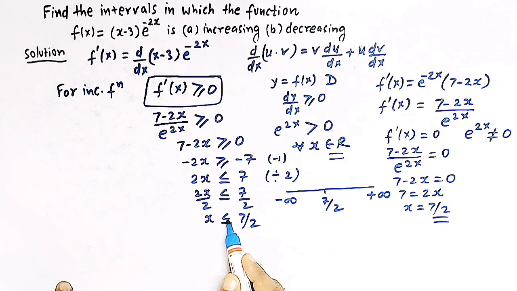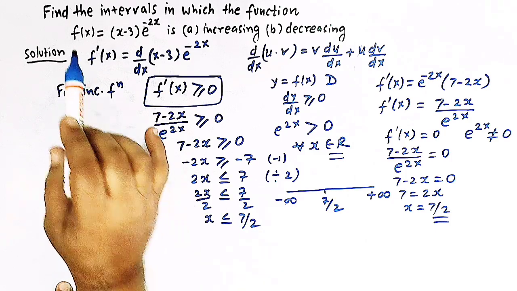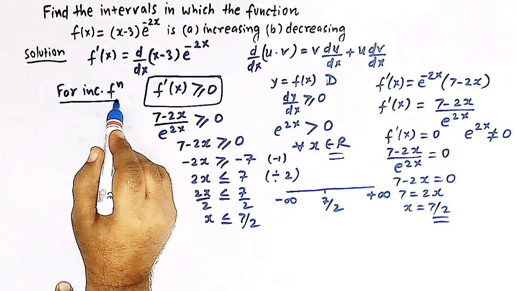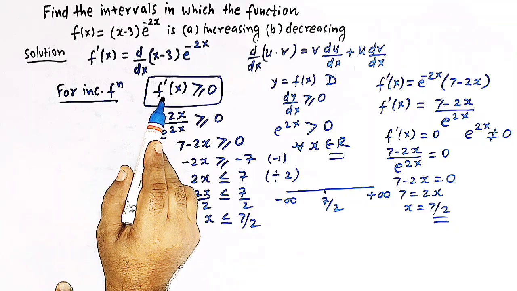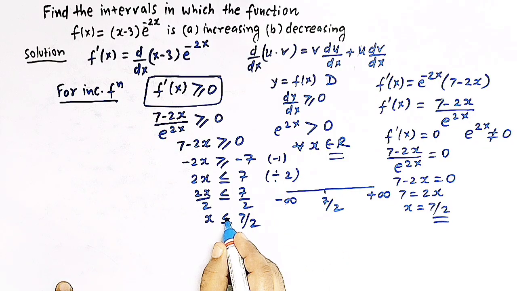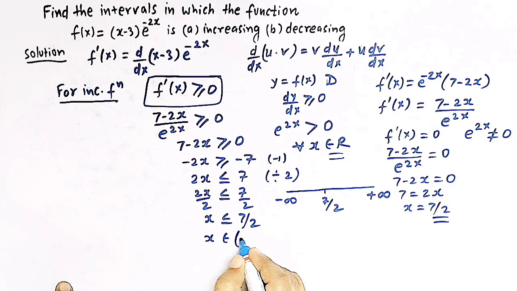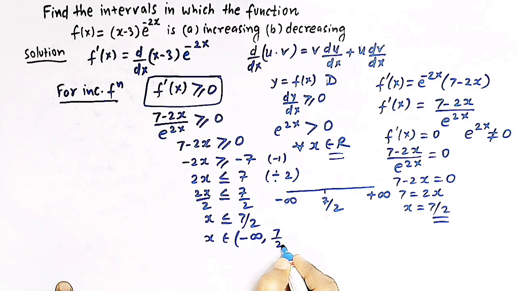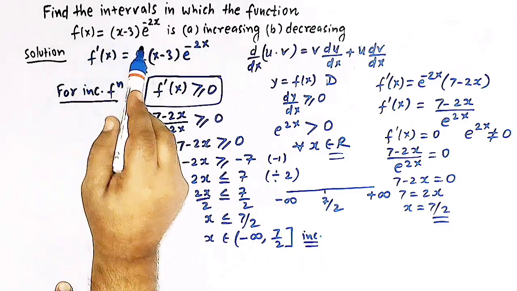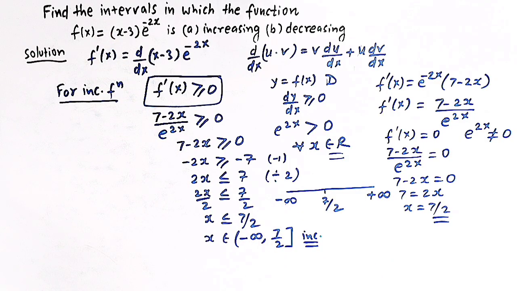So when x is less than or equal to 7 over 2, then this function is said to be an increasing function, right? So x less than or equal to 7 over 2 can also be written as x belonging to the interval minus infinity to 7 over 2. So this is the interval where this function is an increasing function.